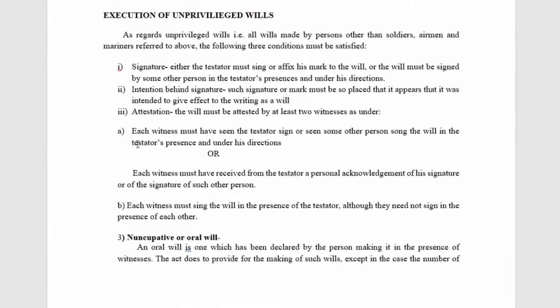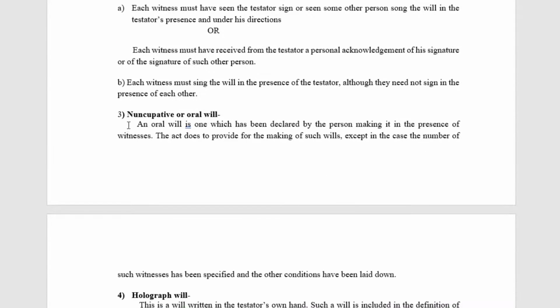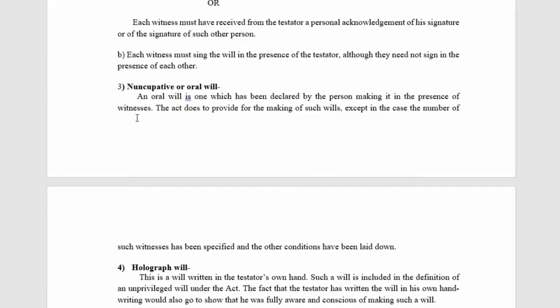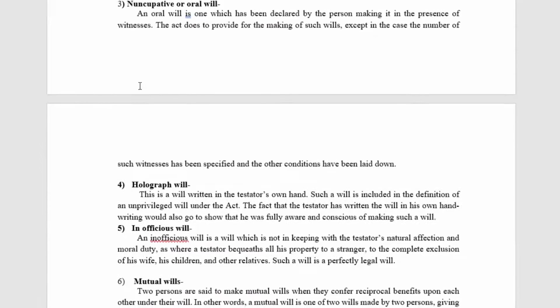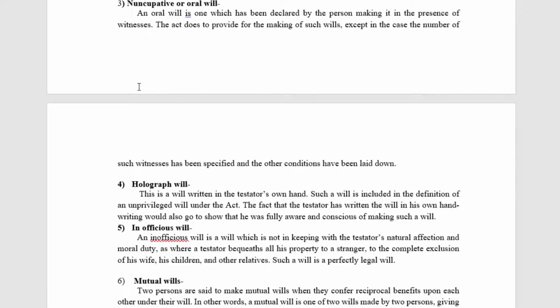So these aspects we have to see, and there are certain other kinds of will other than the privileged will and the non-privileged will. There are different kinds of wills, but they don't find much place in the Indian Succession Act. Here in the Indian Succession Act, the privileged will and non-privileged will have the primary importance.